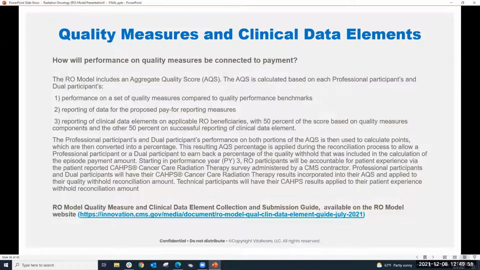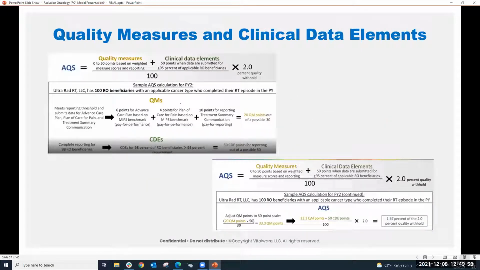So just to give you a little example of how they are going to calculate these payments. You are going to have your quality measures. You're going to get some points based on quality measures. You're going to get points based on your clinical data elements. And then they're going to divide that by 100 and multiply it by the quality withhold, which is 2.0.